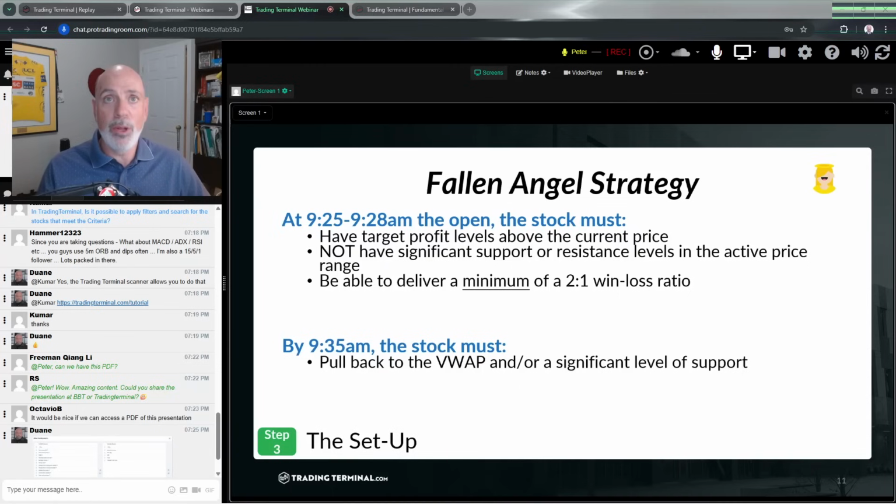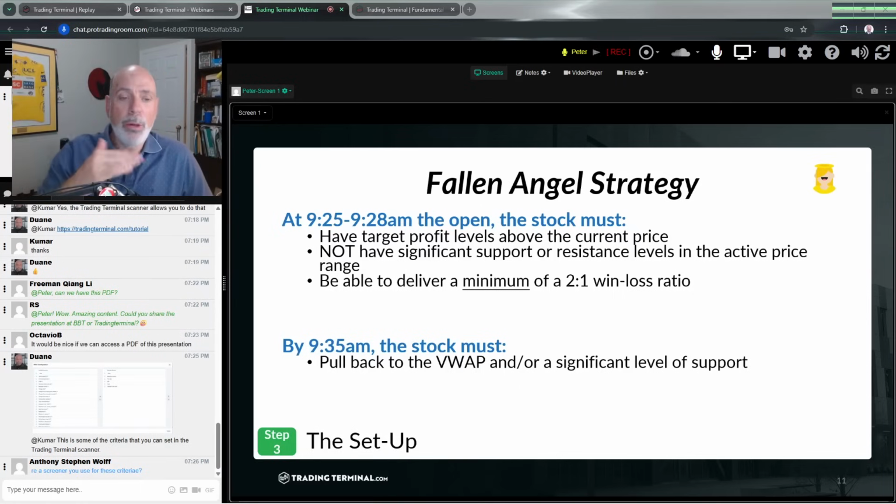Okay, so first item I'm looking for, the pullback to the VWAP and or a significant level. This is important. For this strategy to work, I need it to pull back a little bit. Remember, it's gapping higher, it's moving higher on good news, but I want a little bit of a pullback. Why? Because that gives me a good risk to reward. That gives me a good entry point at which I have a greater probability of success. I'm not chasing it higher. I'm not risking entering at the high of day and having it go higher.